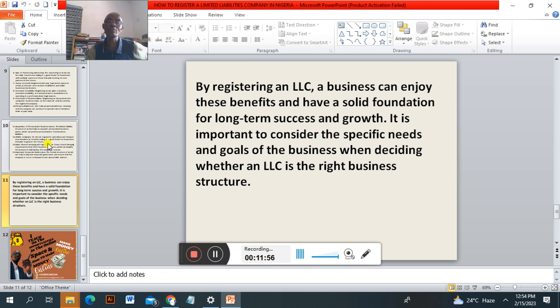By registering a limited liability company, a business can enjoy these benefits and have a solid foundation for long-term success and growth. It is important to consider the specific needs and goals of the business when deciding to register a limited liability company.